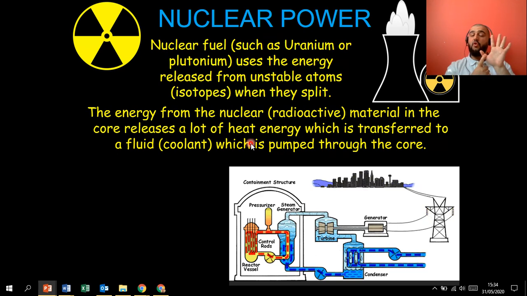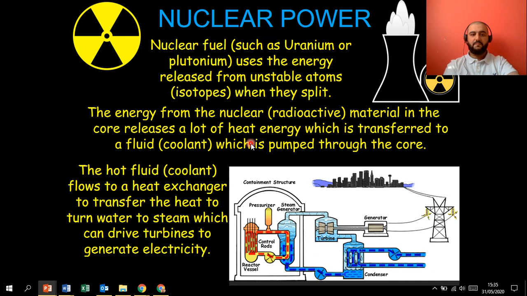That's almost exactly identical to the process that happens within a fossil fuel power plant, except the difference is that the heat source in a fossil fuel power plant comes from the burning of fossil fuels, whereas in a nuclear power plant, the heat source is the radioactive decay of the unstable isotopes of uranium or plutonium. This really just goes to explain exactly what I've just said, and you can see it here in this particular animation.